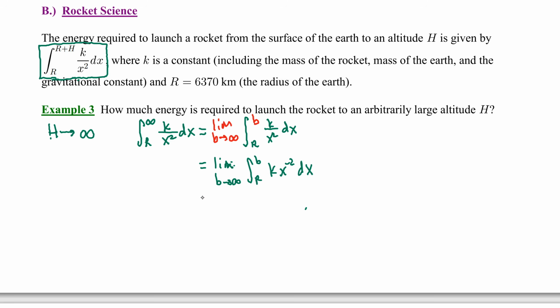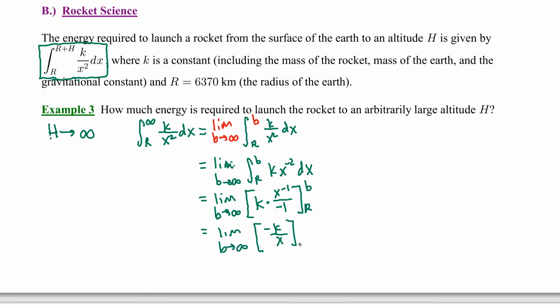Now, do you remember x is the variable of integration, k is a constant. So when we integrate a constant multiple of a function, that constant multiple filters through to the antiderivative. If we integrate x to the negative 2, we would end up with x to the negative 1 divided by negative 1, and we don't need the plus c because we're working with a definite integral. So I'm going to clean it up algebraically. We have the limit as b approaches infinity of negative k over x, which we're going to evaluate from r to b.